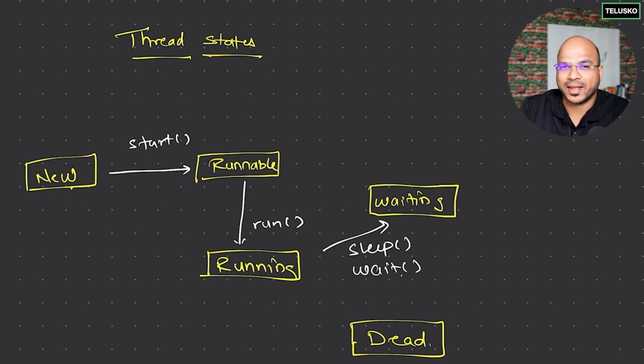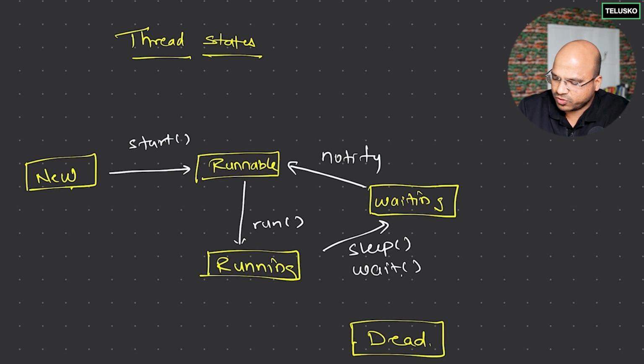Now, how will you come back? You will come back with the help of notify. The only thing is, when you call notify, you will not come back to the running state. You will go into the runnable state. Whenever the scheduler assigns you the task, or whenever the scheduler says it's your turn, at that point it will go into the running state.